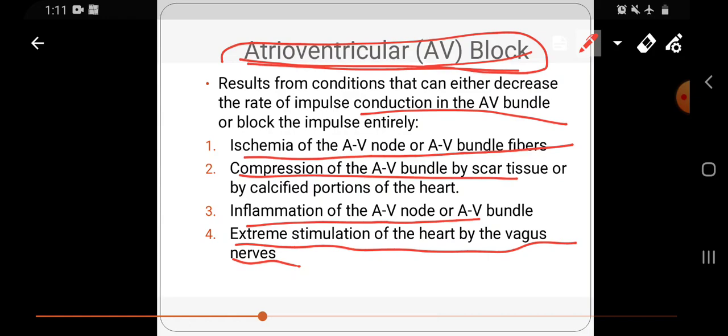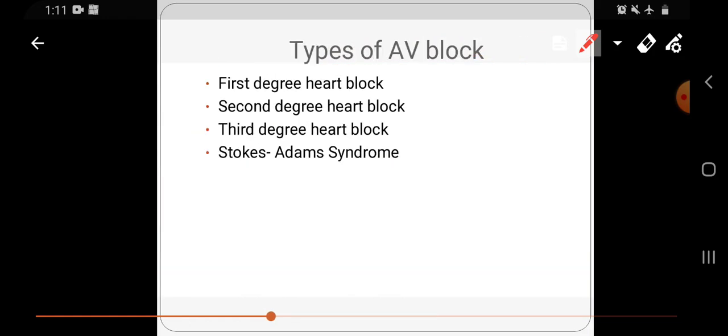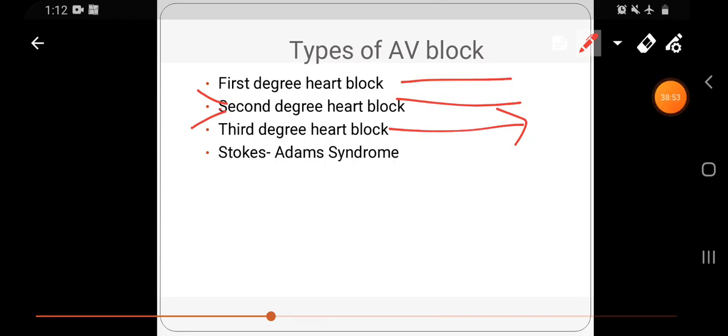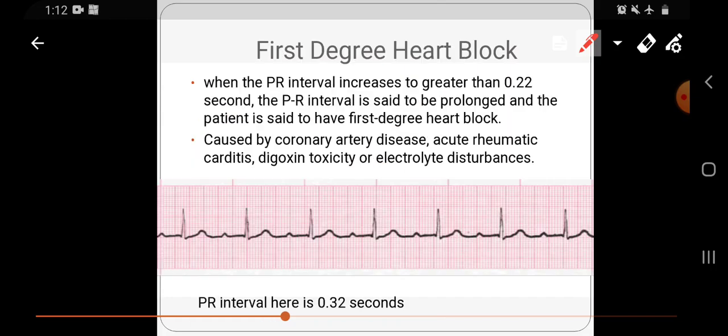Okay, now بالنسبة لل AV block we have different types. We have the first degree heart block, second degree heart block, and third degree heart block. Second degree برضو له two types, type 1 and type 2, and we will discuss all of these types. And when we finish all of these, we're going to talk about the Stokes-Adams syndrome, which is يعني a variation from the third heart block or a type of third heart block.